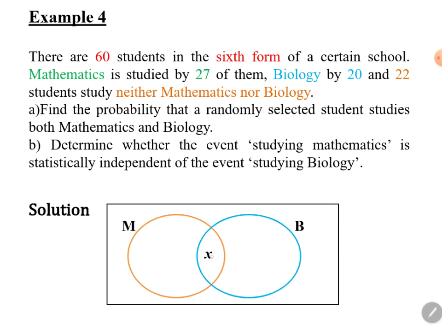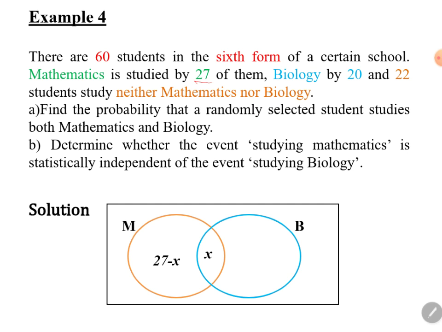So let's say we assume the intersect part is unknown, which is equal to x. So for the crescent of M, it's only 27 minus x. Why crescent? Because this is the part that took mathematics but not biology. It's only mathematics. Okay? The given 27 is the number who studied mathematics. It may be mathematics only, or mathematics and biology.